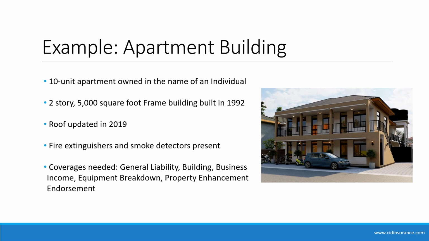So for this one, let's say they need GL, building coverage, business income. They want equipment breakdown and property enhancement endorsement. So they're looking for a pretty enhanced policy. They're trying to give themselves as much coverage as possible. From the GL perspective, we would be rating on the number of units in this one. So this would be a 10 unit. That would be our GL rating. And then our building and our business income would be based on the limits provided. And then equipment breakdown we would include, and the property enhancement we would include depending on the carrier that we went with and what their enhancement form includes.